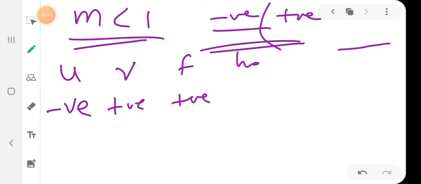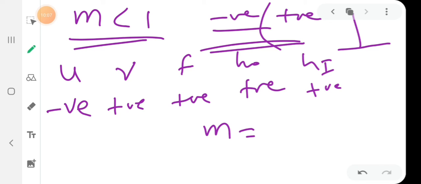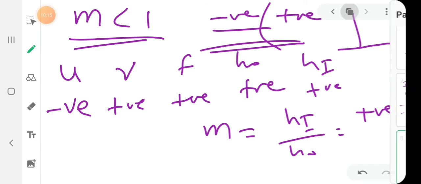Height of the object, that is in the upward direction, so therefore it is positive. Height of the image, that is also in the upward direction, so it is positive. And the magnification, that is hi upon ho, it means that it is also positive. So this was about case 1. So now let us talk about case 2.